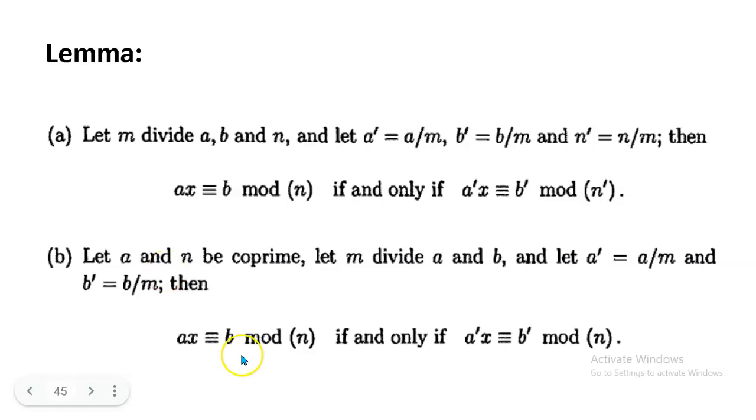Next is, if a and n are co-prime and m divides a and b, then a dash can be written as a by m and b dash can be written as b by m. Then we can say ax congruent to b mod n if and only if a dash x congruent to b dash mod n.